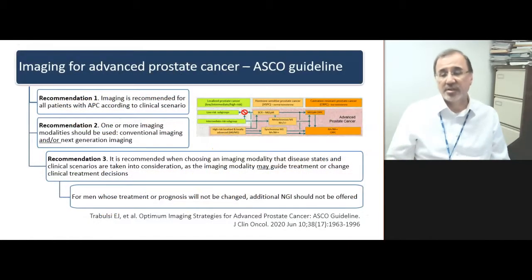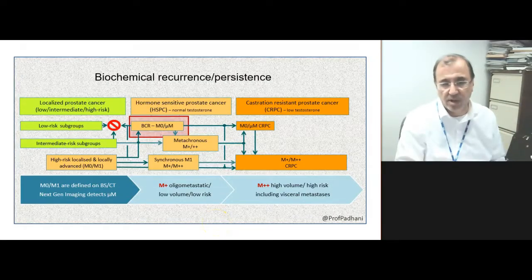So for all the advanced prostate cancer states, the guidelines say that you should do some sort of imaging depending on clinical scenario, either conventional imaging or next generation imaging. When you're trying to choose which one to do, you need to take the scenario into consideration, because the imaging modality may guide treatment or change clinical decisions. But if you're not going to change treatment, or the prognosis will not be changed, then next generation imaging should not be offered. Let's start our discussion by looking at biochemical recurrence and biochemical persistence.